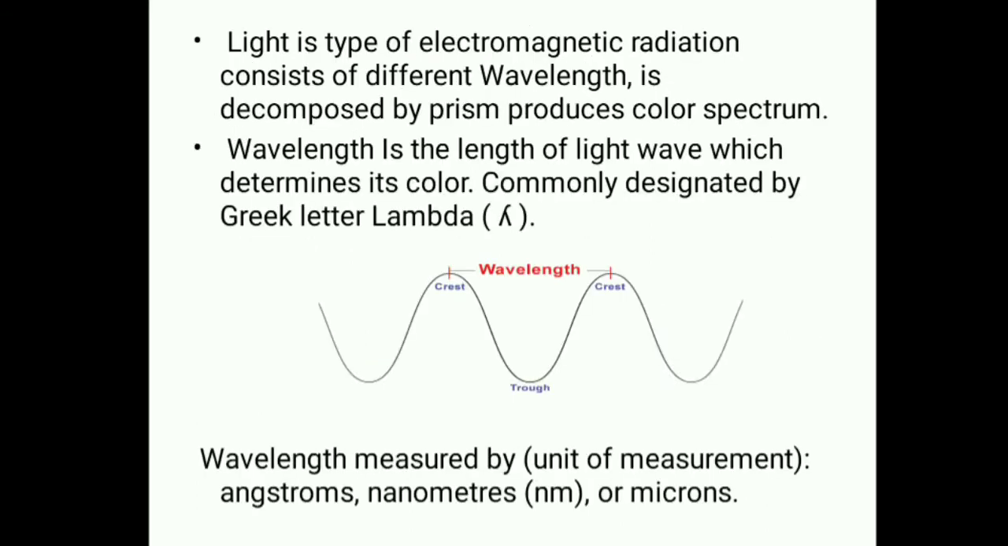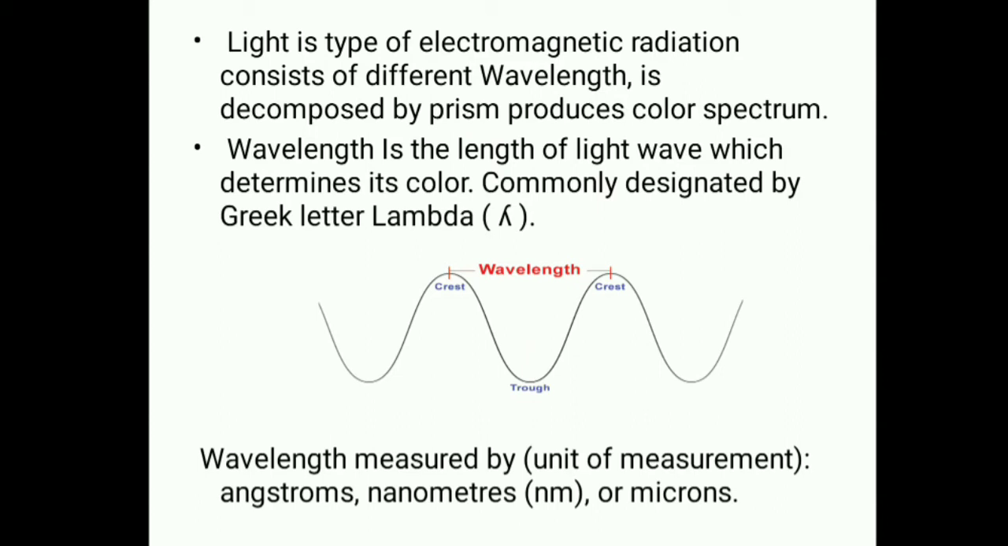As in our previous study, we have learned that light is a type of electromagnetic radiation consisting of different wavelengths, which can be decomposed by a prism to produce a color spectrum. Now think about what is wavelength. Wavelength is the length of the light wave which determines its color, commonly designated by the Greek letter lambda.